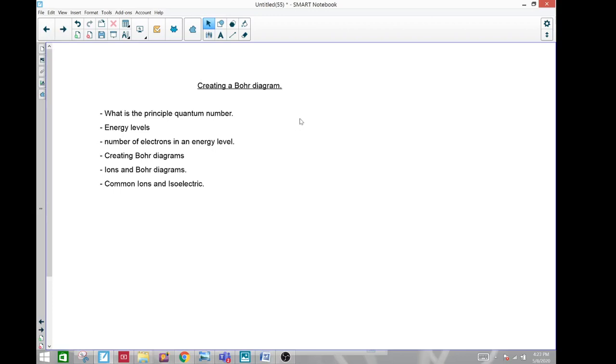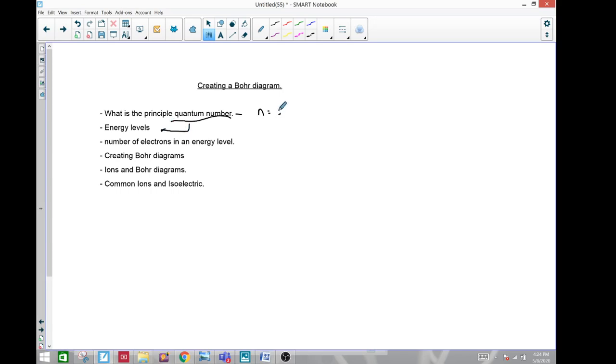We're going to run a little video here on how to do Bohr diagrams. This is after Niels Bohr. He created this little model, and it uses what's called the principal quantum number only. The principal quantum number is a part of quantum mechanics. It is symbolized with the letter N, and N stands for energy levels, which is this guy right there.